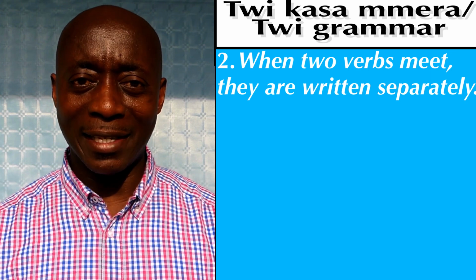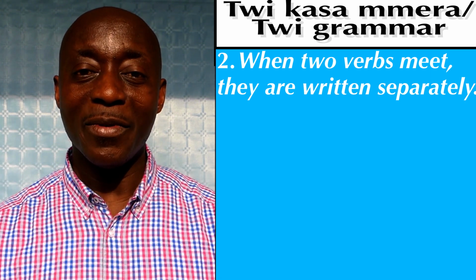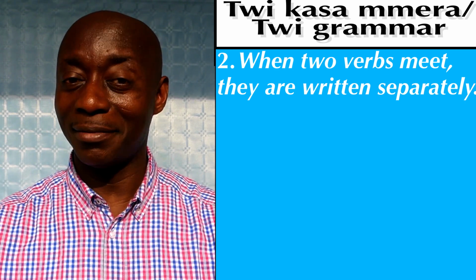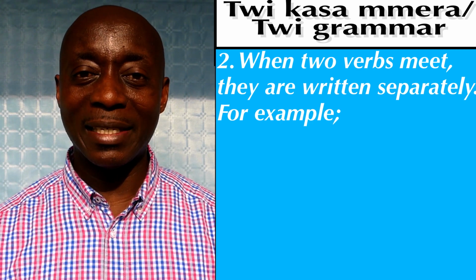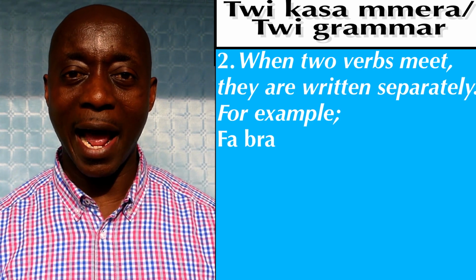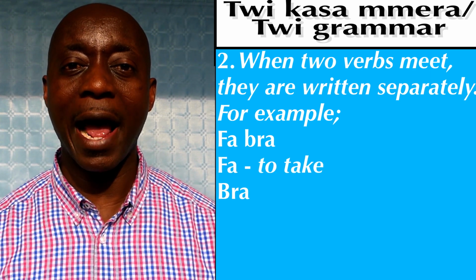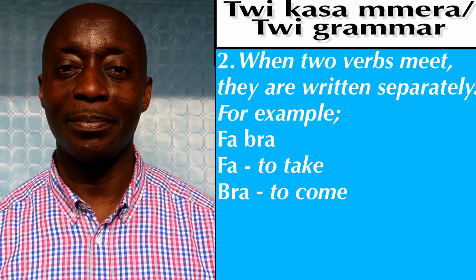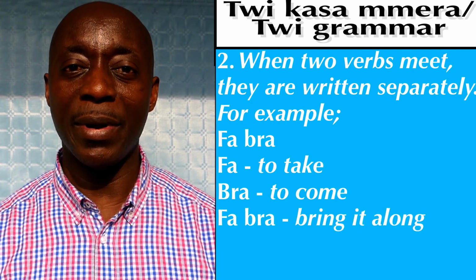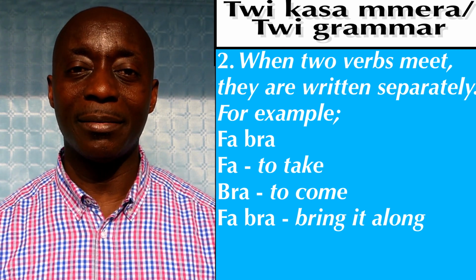Rule number 2 is that when two verbs meet, we write them separately. We write them separately. So for example, if we get verbs like fa, bra. Fa is to take, and then bra, that is come. Fa bra, that is bring it along, or take it and bring it. We write them separately but not together.